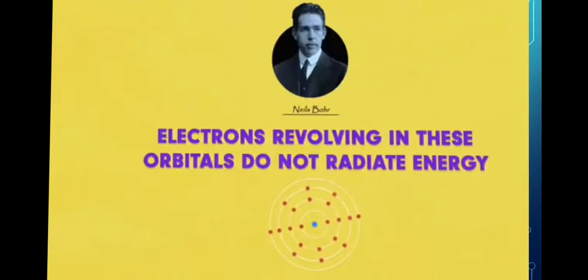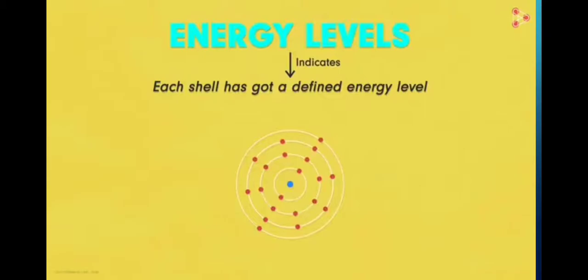Niels Bohr suggested that the electrons revolving in these orbitals do not radiate energy. Now, this is justified when we use the term energy level because it indicates that each shell has got a defined energy level. That means when the electrons revolve in these shells, they do not liberate any form of energy.